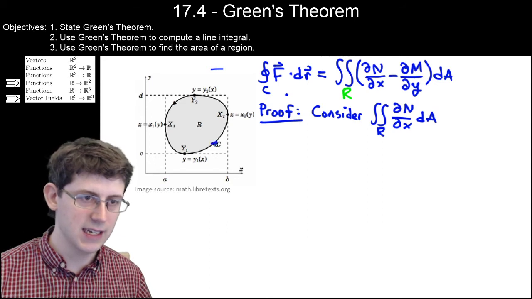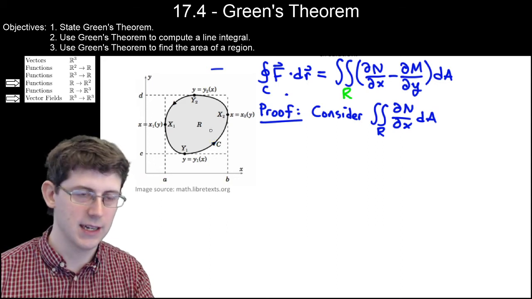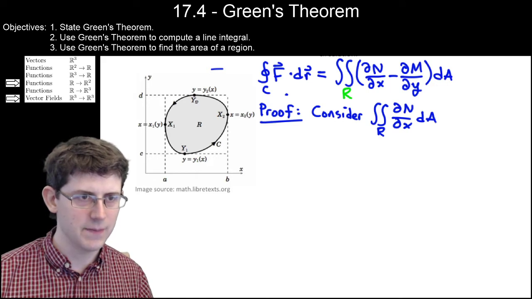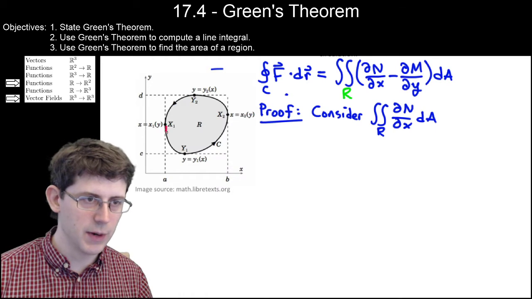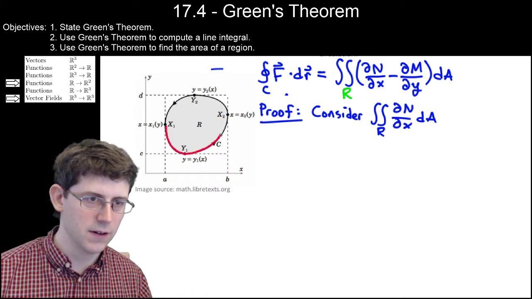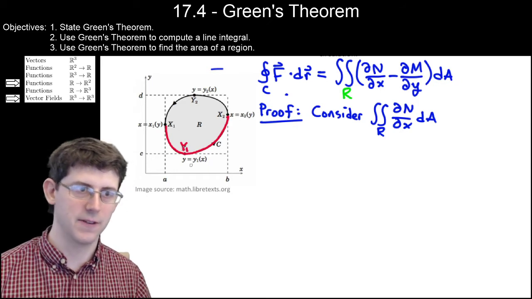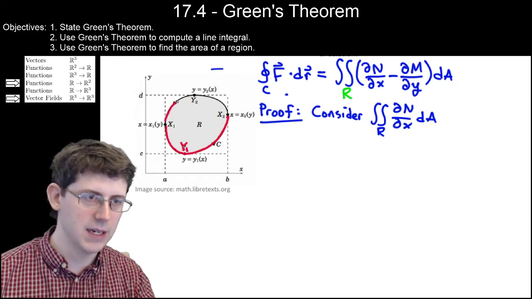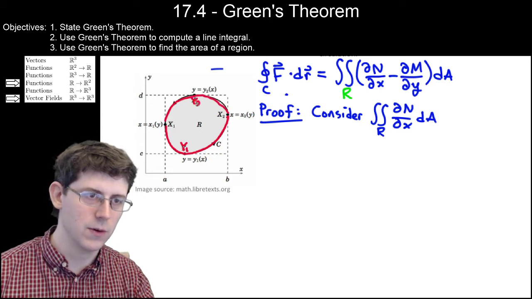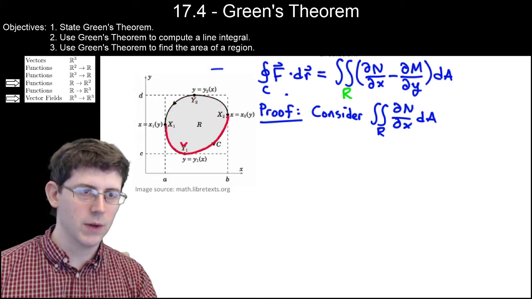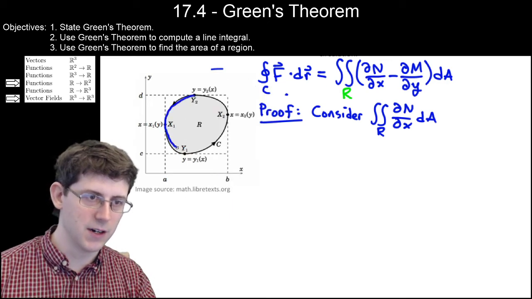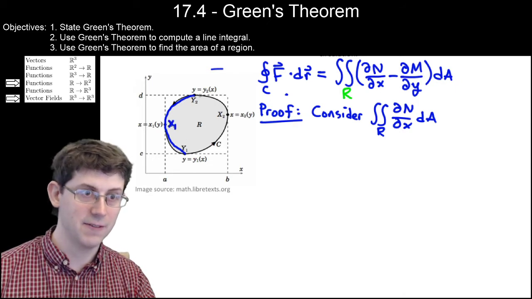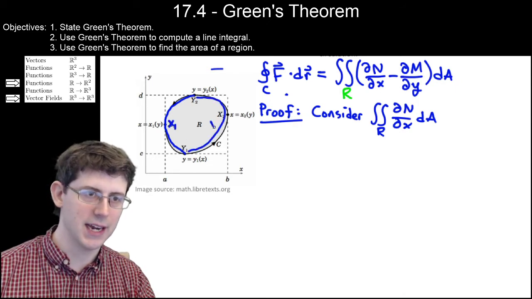My curve C is going to go this way, counterclockwise, and there's a bunch of different parts of the curve. This part of the curve, I'm going to call y1, the bottom half of the curve. And this part of the curve up here, I'll call y2. We'll also need to name the left and right sides of the curve. This part is labeled x1, the left half, and the right half of the curve is labeled x2.